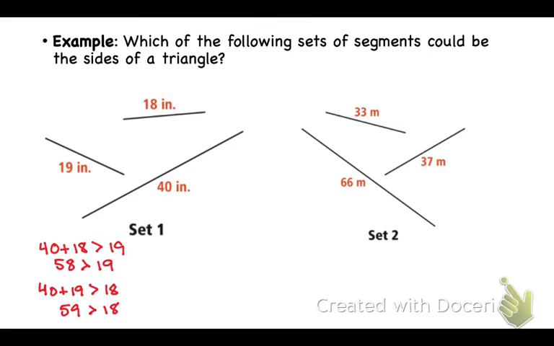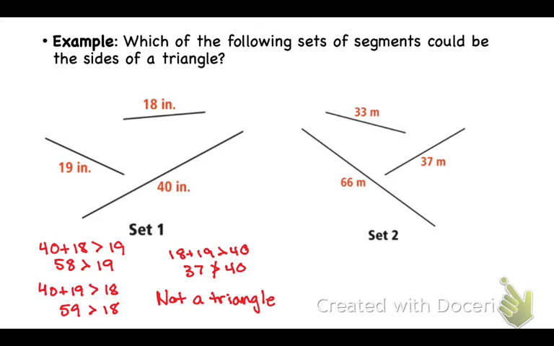But Kale said it. If I would have done 18 plus 19 is greater than 40, is 37 greater than 40? No. So this is not greater, so it is not a triangle. For it to be a triangle, all three of those have to work.